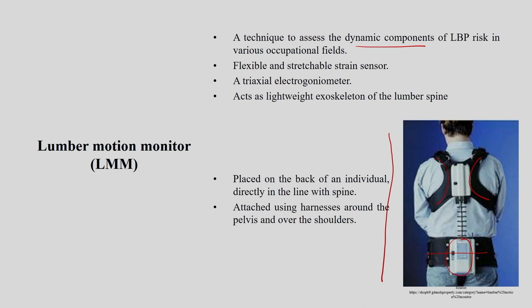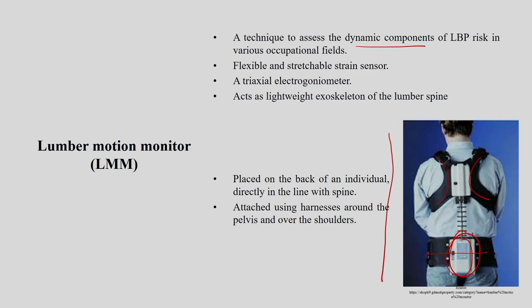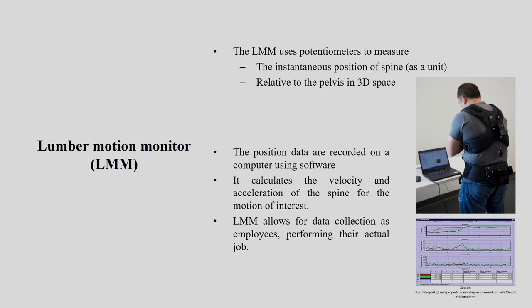It has a flexible and stretchable strain sensor. This portion has the sensor, which is stretchable and flexible. A triaxial electrogoniometer is present inside, acting as a lightweight exoskeleton of the lumbar spine. It is placed on the back of an individual directly in line with the spine, and attached using a harness around the pelvis and over the shoulder. You can see the harness attaching it to the body. The basic working principle is that the LMM uses a potentiometer to measure the instantaneous position of the spine relative to the pelvis in 3D space.